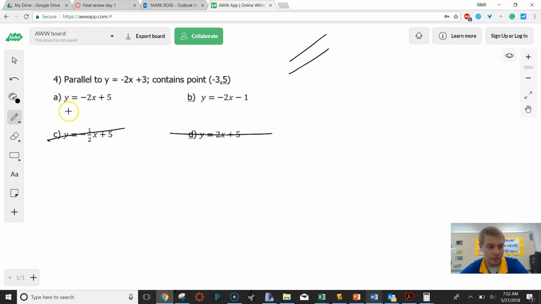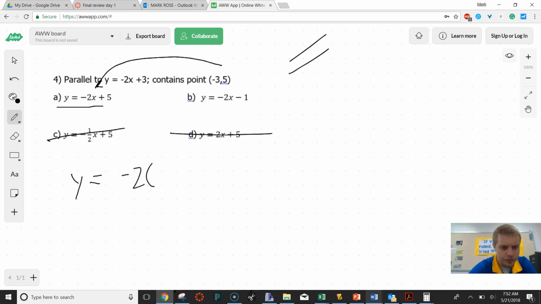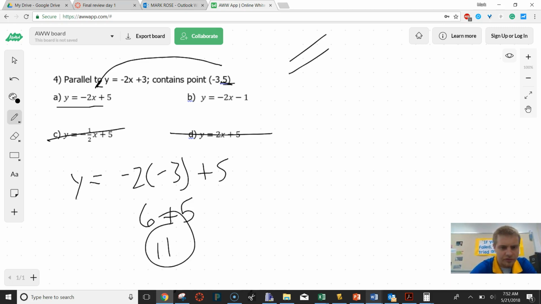A lot of people are generally tempted to pick A, because they see the 5 there and they see the 5 there. But that's not how points work. Points work that if you plug in an x, you should get the y value. So let's check. We're going to plug in this x into there and check if we get the y value. So y would equal -2 times -3 plus 5. Well, -2 times -3 would be 6, and 6 plus 5 would be 11. And the question is, does 11 equal the 5 that we were supposed to get? And the answer is no. So A can't work. So it'd have to be B.